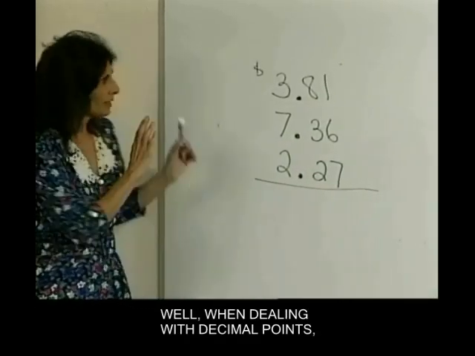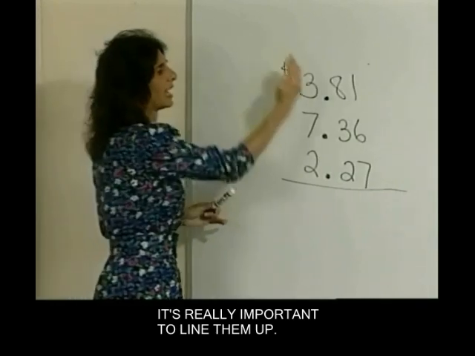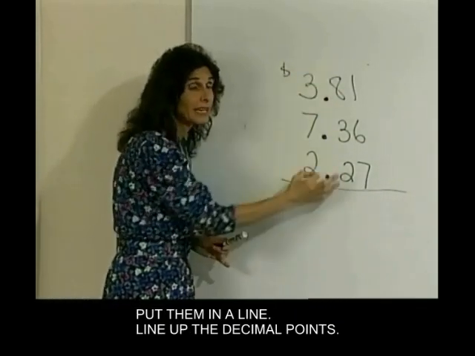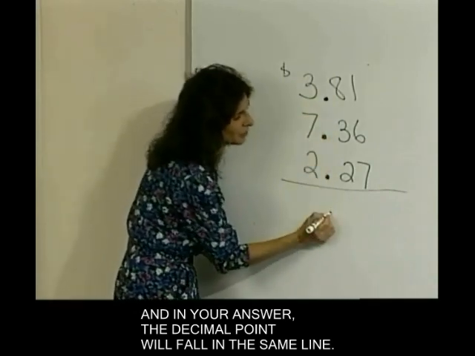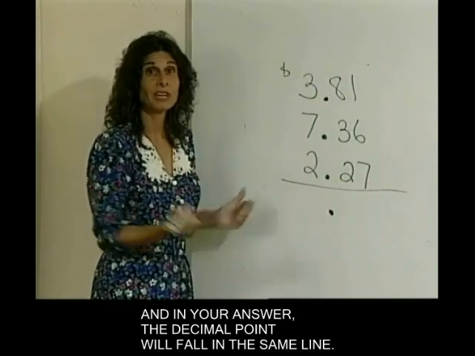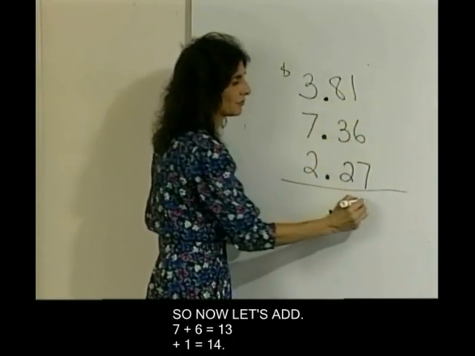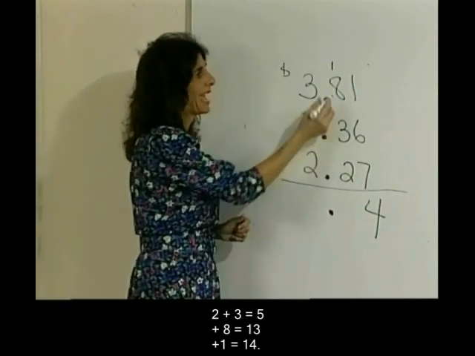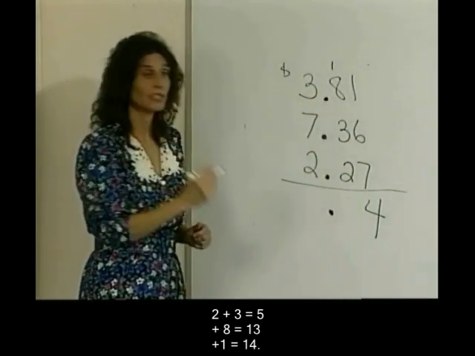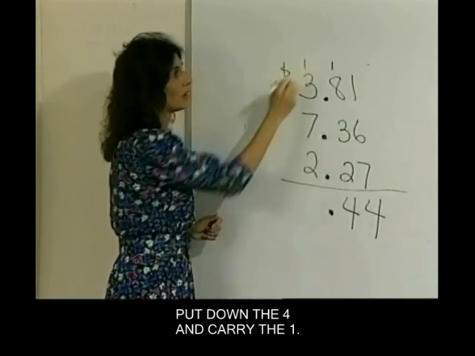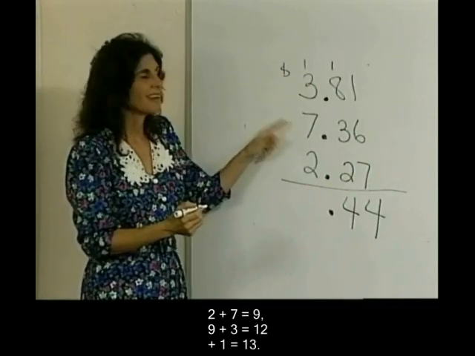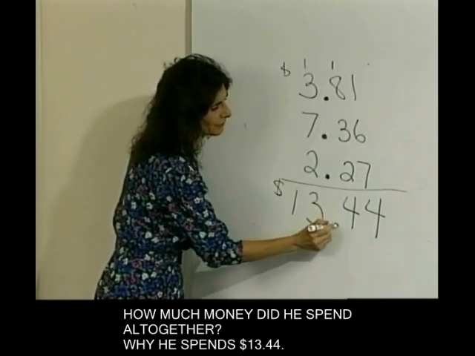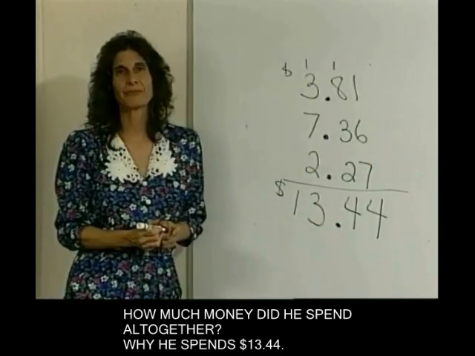Well, when dealing with decimal points, it's really important to line them up. That's the trick in adding and subtracting decimals. Put them in a line. Line up the decimal points. And in your answer, the decimal point will fall in the same line. So now let's add. 7 and 6 is 13, and 1 is 14. Put down the 4, carry the 1. 2 plus 3 is 5, and 8 is 13, and 1 is 14. Put down the 4 and carry the 1. 2 and 7 is 9. 9 and 3 is 12, and 1 is 13. How much money did he spend altogether? Why, he spent $13.44.